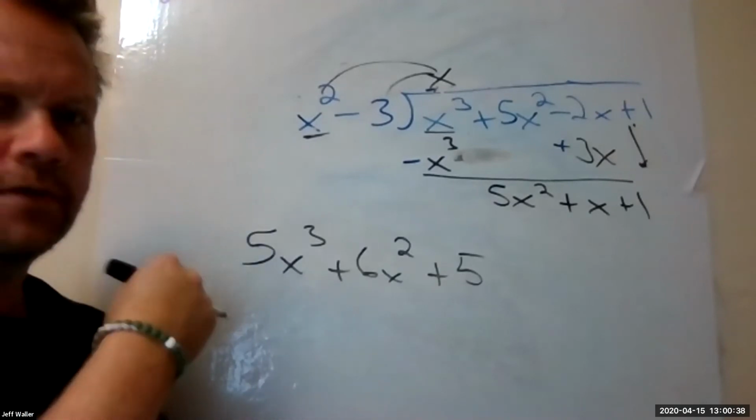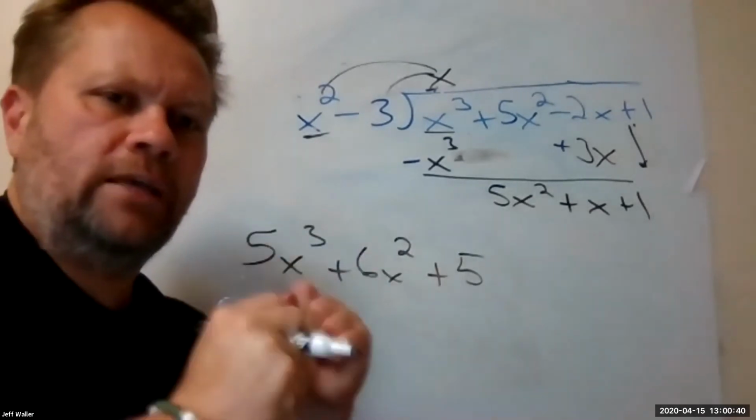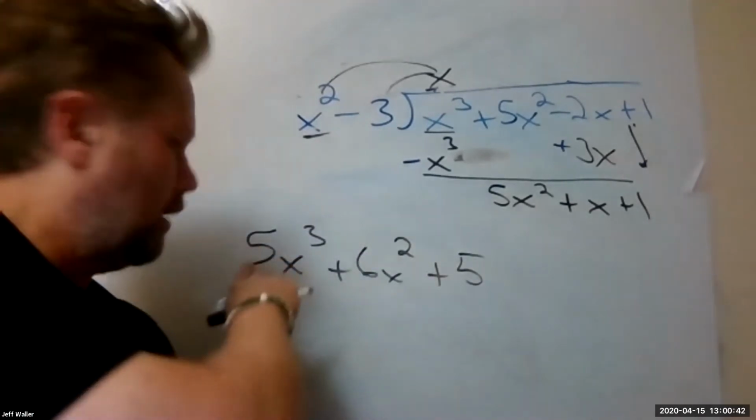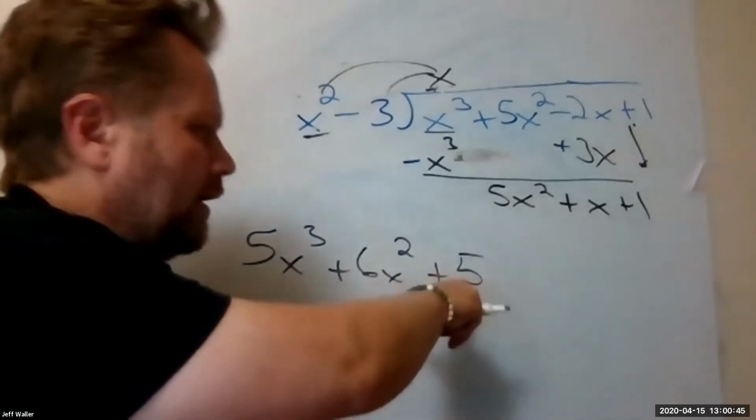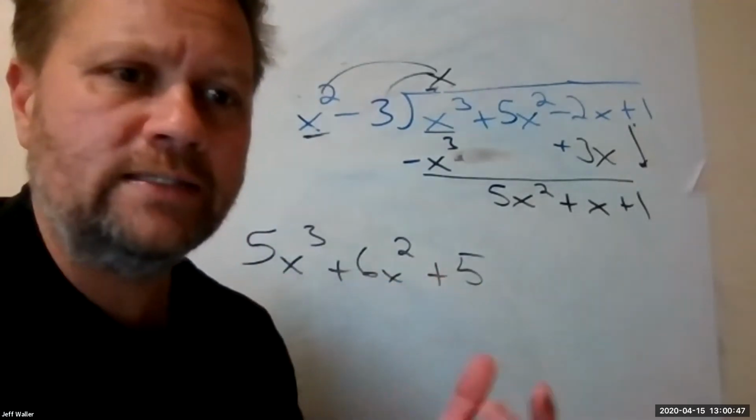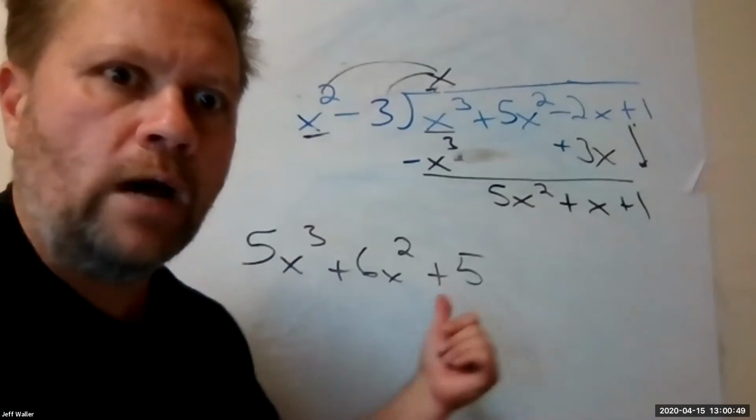Do you guys see what I am saying right now? I can see how many x cubes there are, how many x squares there are. Why can't I see the x's? Because what is 0x? 0. And why would I write it down?